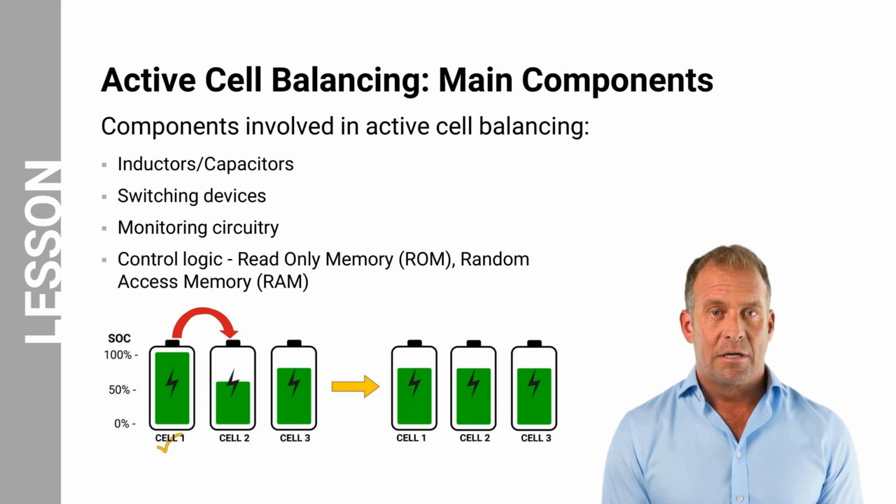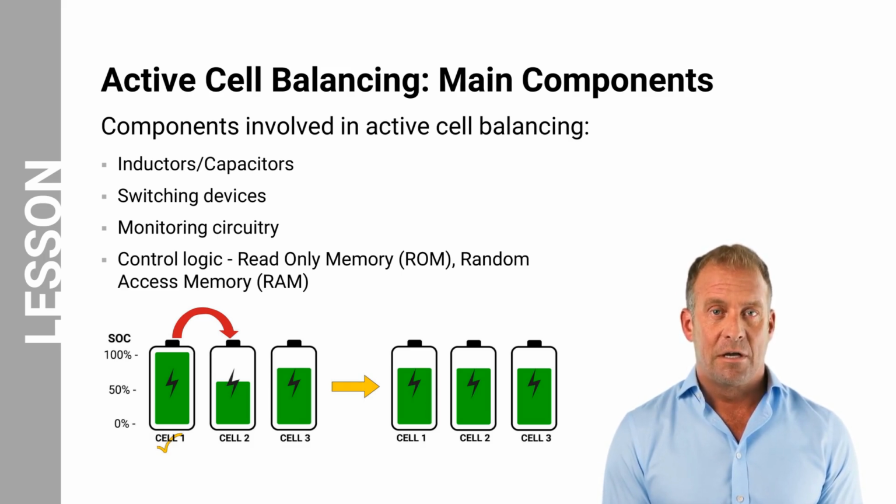Switching devices. Transistors or metal oxide semiconductor field effect transistors, MOSFETs, are used to control the flow of energy between cells. These devices can be activated to connect the appropriate inductors or capacitors to the overcharged and undercharged cells, allowing for the transfer of energy. Monitoring circuitry. This circuitry is responsible for continuously measuring the voltage and SOC of each cell in the battery pack. It compares the cell voltages and SOCs to determine which cells need balancing and the amount of energy that needs to be transferred.